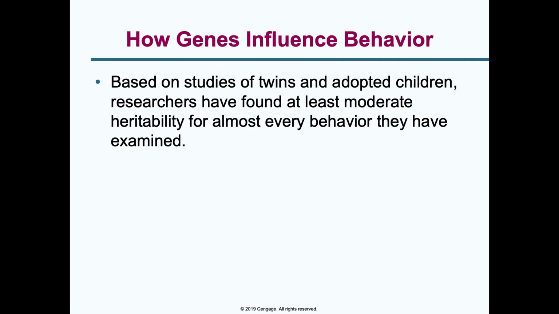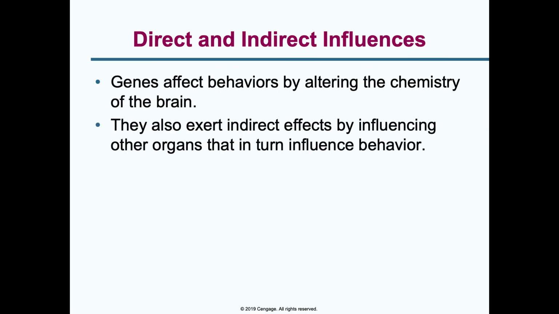And then there's others that are influenced by the environment, okay? And then we have some direct and indirect influences, and that has to do with genes affecting behaviors that actually alter chemistry or things within the brains, like sensory receptors. We kind of discussed that earlier in the chapter. And then other influences, indirect effects by influencing the organs that in turn influence behavior.